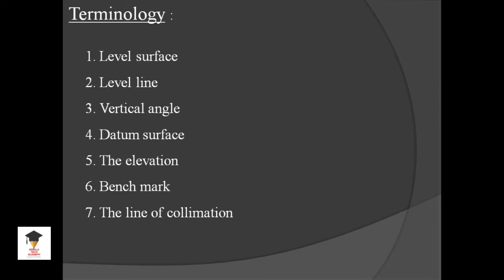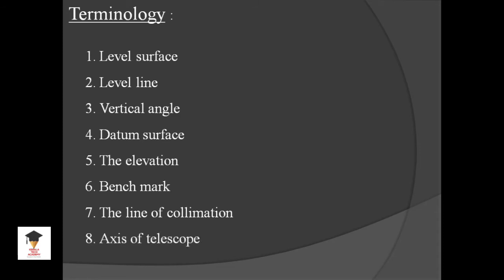But before that, let us know what is a line of collimation by definition. It is a line joining the intersection of the crosshairs to the optical center of the object glass and its continuation. It is also called a line of sight.